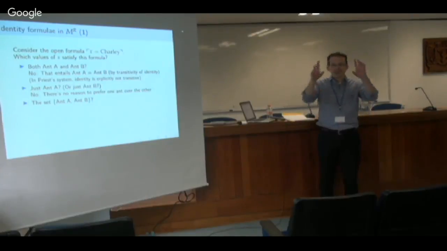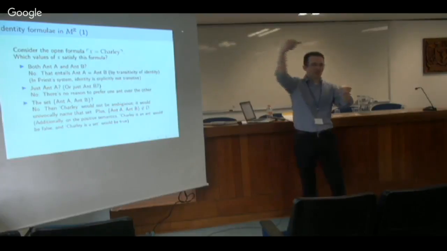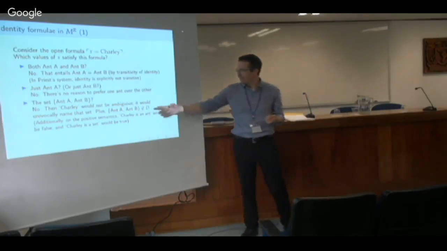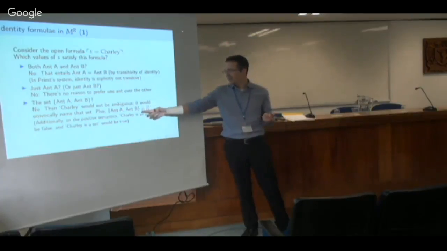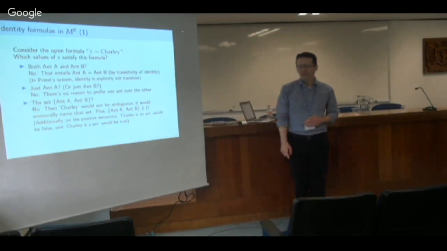So then say, okay, make it a set, consisting of the two elements Ant A and Ant B. That creates its own problems because then the name Charlie fails to be ambiguous. It refers univocally to that set. Additionally, the set consisting of Ant A and Ant B is an element of the domain. We could fix that by changing the domain. But furthermore, on positive semantics, I think we get really bad results because then Charlie is an ant would be false because Charlie is a set, not an ant. And furthermore, Charlie is a set would be true, which seems weird, right?